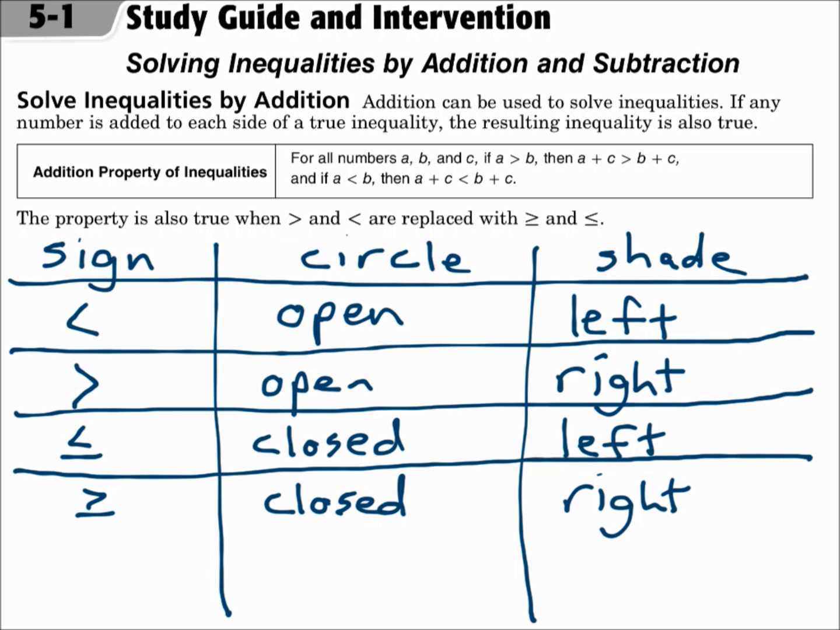If the variable is less than or greater than the number, then the number is not included in the solution. That's why the circle on that number would be open, to show that it's not included. If it's less than or equal or greater than or equal to, then the number is included, and we'll get a closed circle for that point. Greater than shades to the right, and less than shades to the left, because the greater numbers exist to the right on the number line, and the lesser numbers exist to the left.